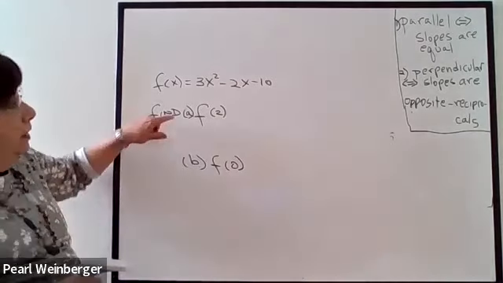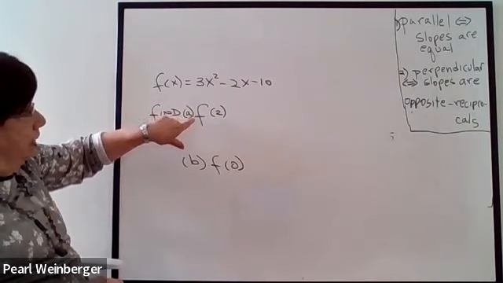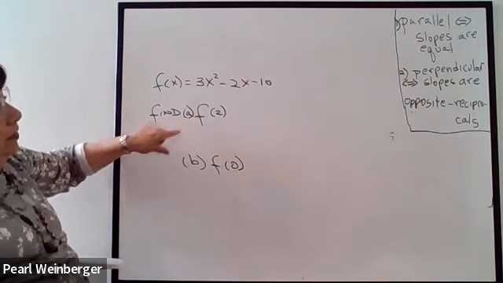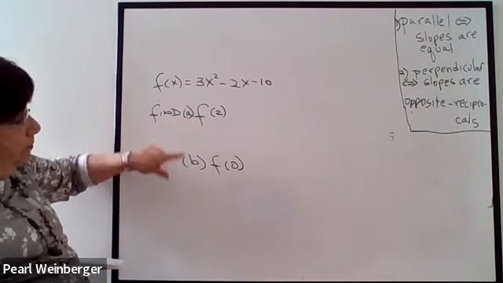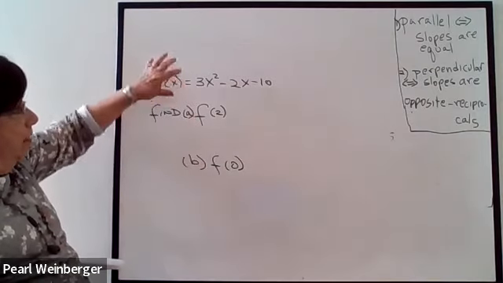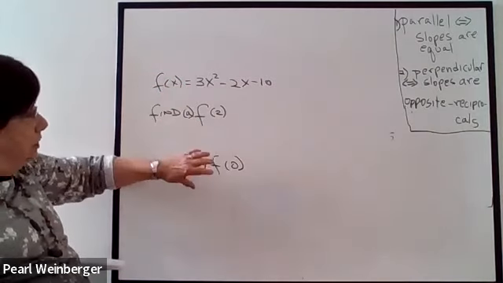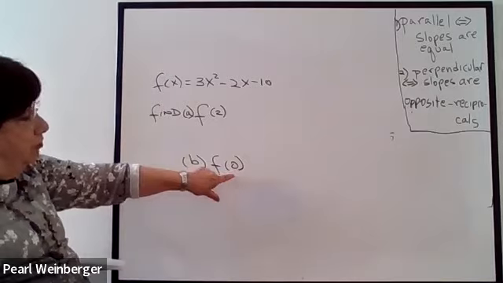It's two different problems. One is to find first f of 2, and that's part A, and B is go back, forget about this, start all over again and find f of 0.